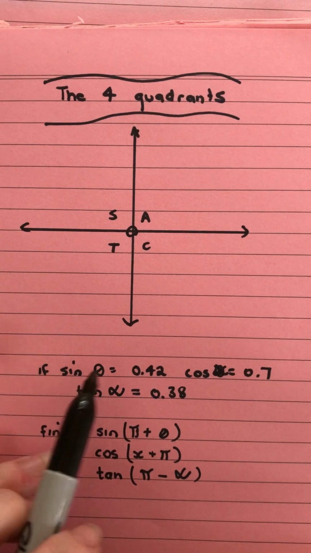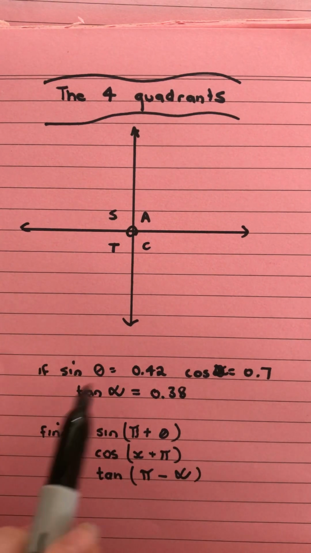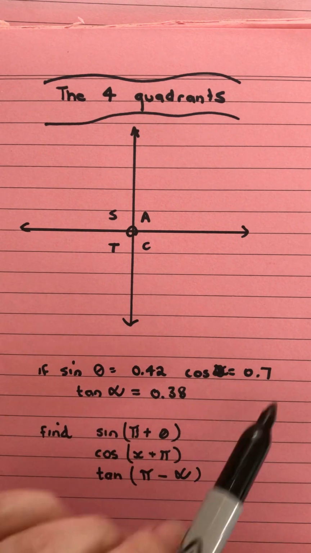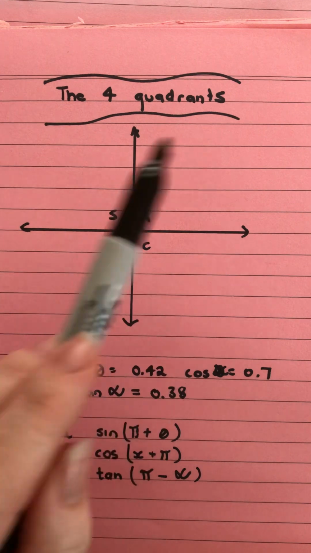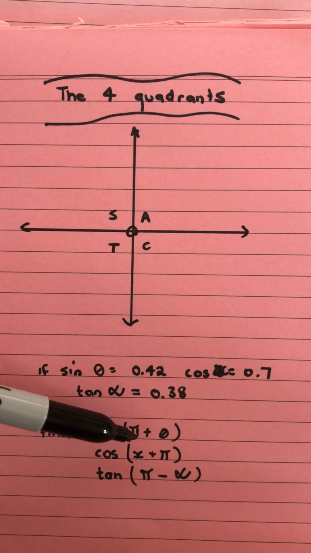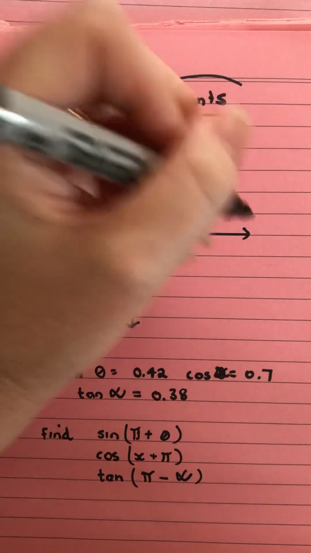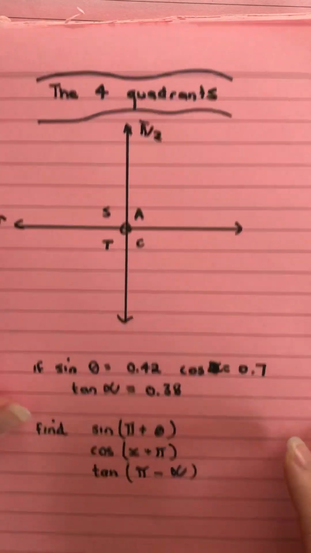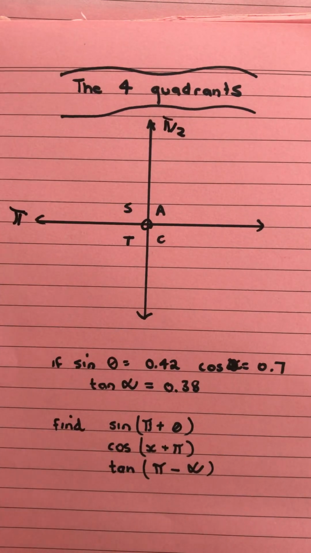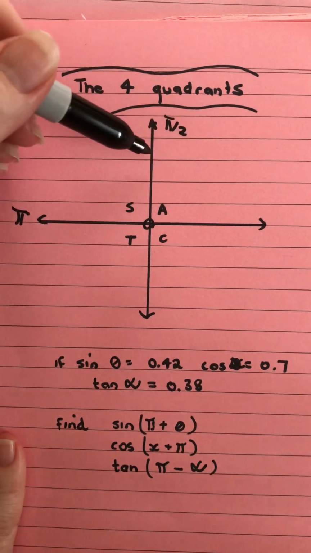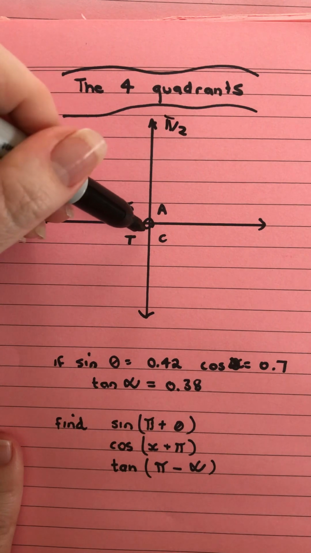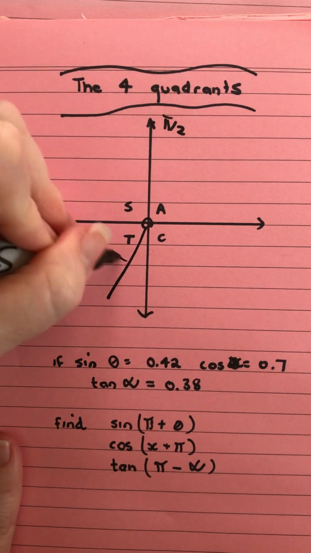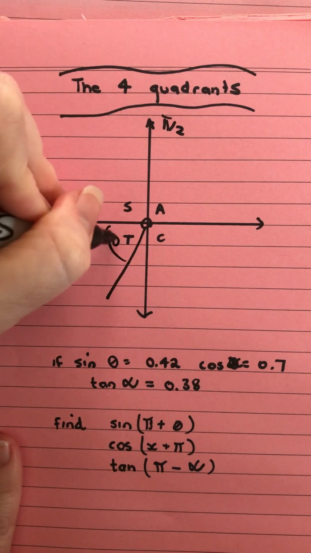So we've got some little bits of information here: cos theta, cos x, sine theta, and tan alpha, and what their values are, and they're first quadrant angles. So it's saying find pi plus theta. So if we've got our pi on 2 up here and our pi, and we add a first quadrant angle, so an angle between 0 and 90, to pi, we're going to end up down here somewhere. So we don't know exactly what it is, but an angle in this quadrant.